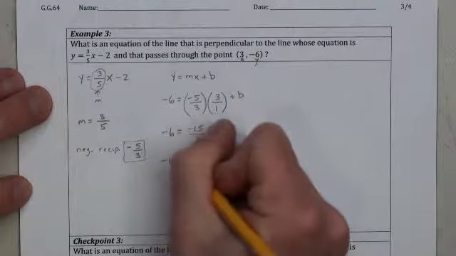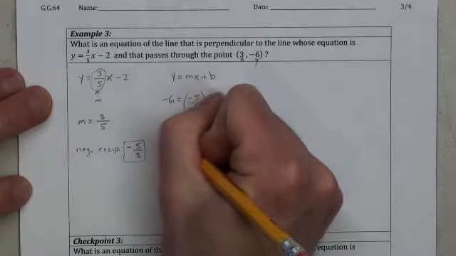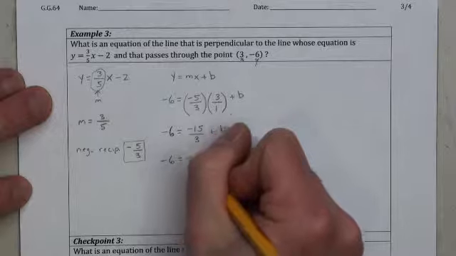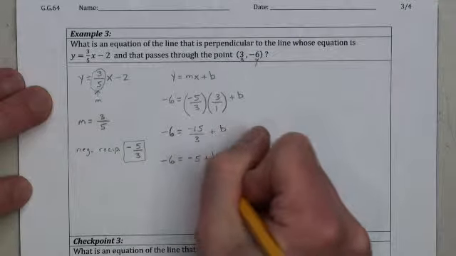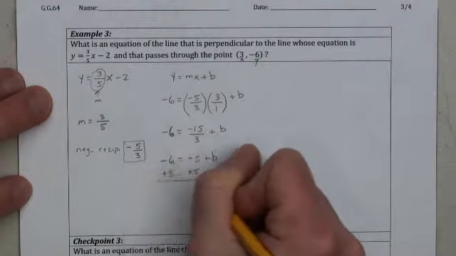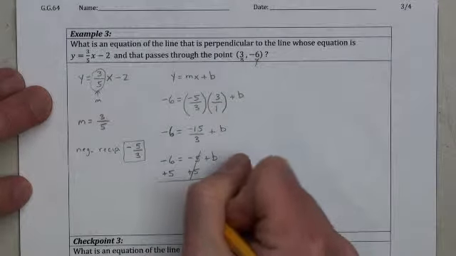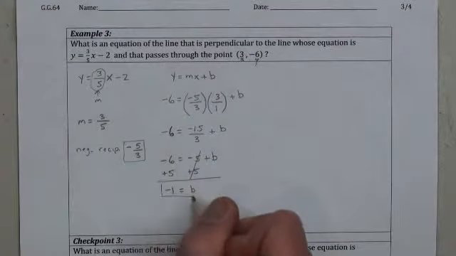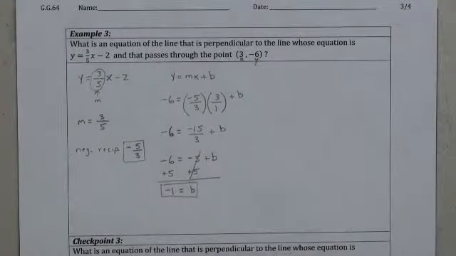So I have -6 equals -15 divided by 3 is -5 plus b. Then I add 5 to both sides, and I get b equals -1. That's the second piece of information that I need.